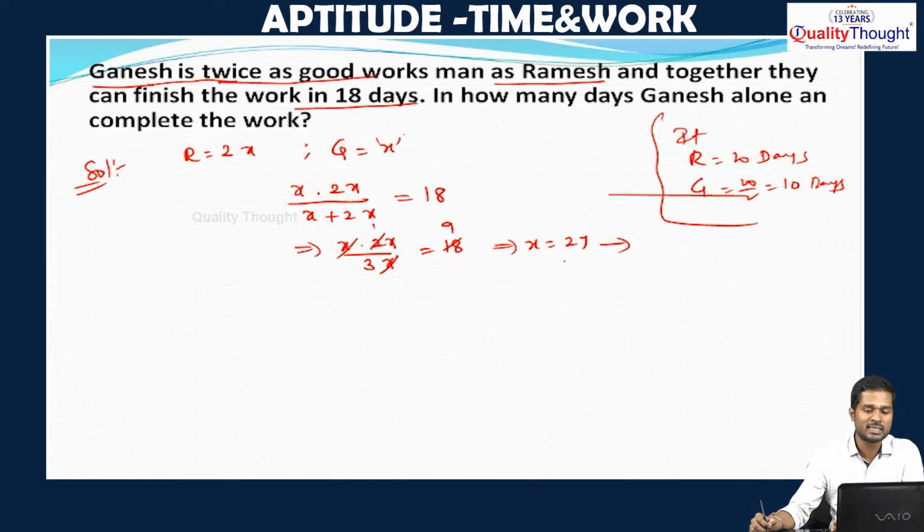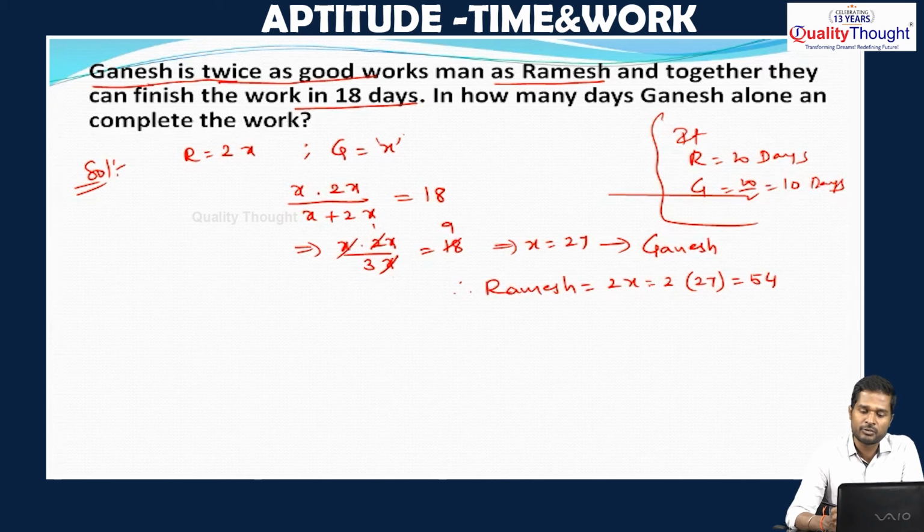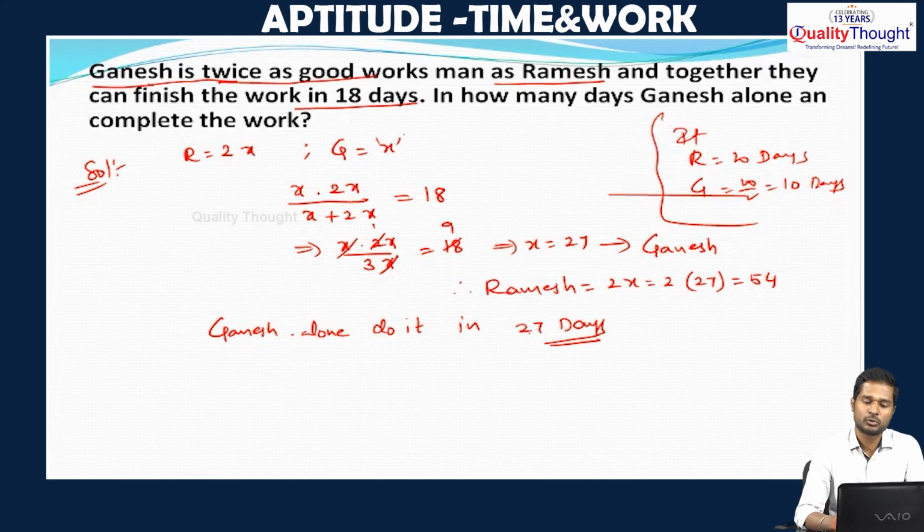So this 27 is the number of days taken by Ganesh. Therefore Ramesh will take 2 times that, 2x, that is 2 into 27, which is 54 days. So Ganesh will complete the work in 27 days and Ramesh will take 54 days. Then what we need to know is in how many days Ganesh alone can complete the work. Ganesh alone can do it in 27 days. That's what the question is asking.